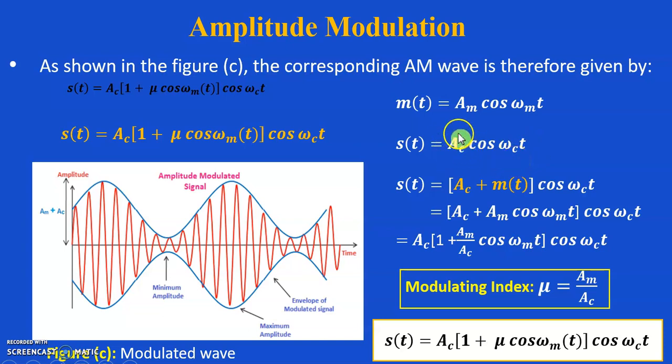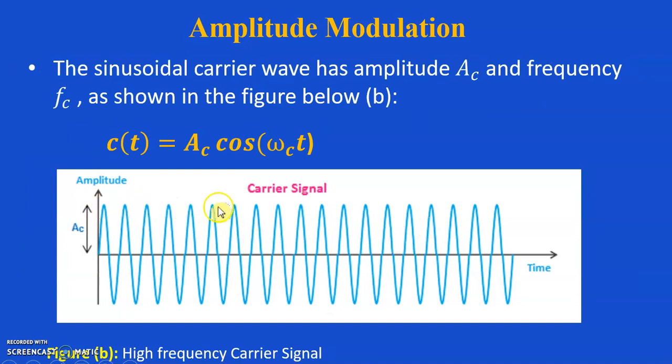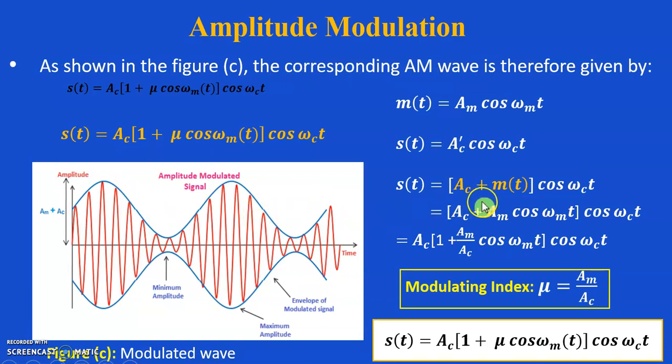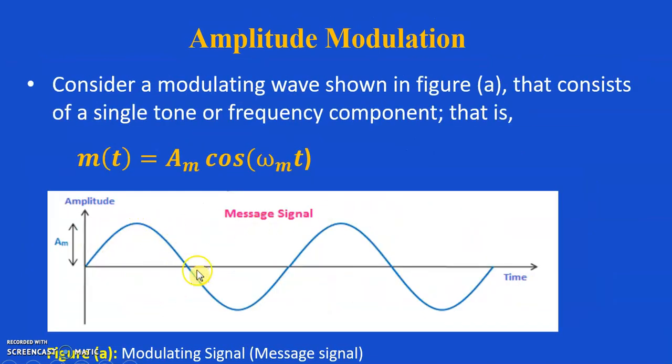So A' now will be Ac, the amplitude of the carrier. The amplitude of the carrier, Ac, will be changed in accordance with the message signal, m(t), with the instantaneous value of the message signal. So Ac will be varying with the message signal. This is a message signal here in time domain.